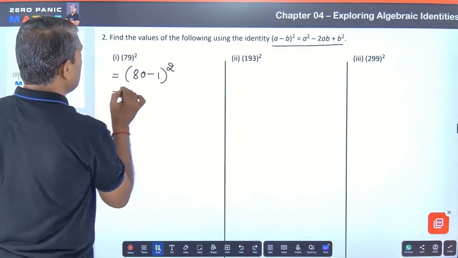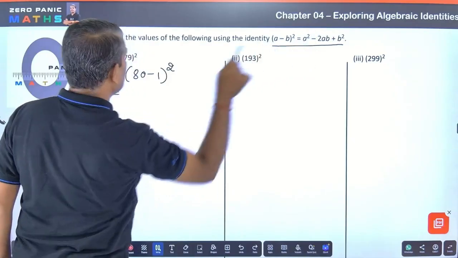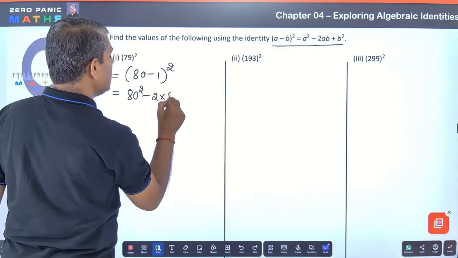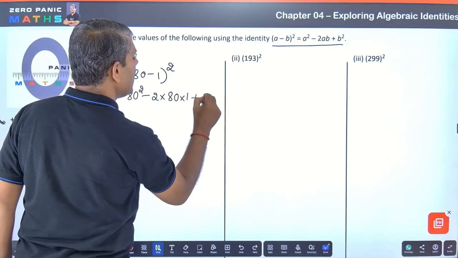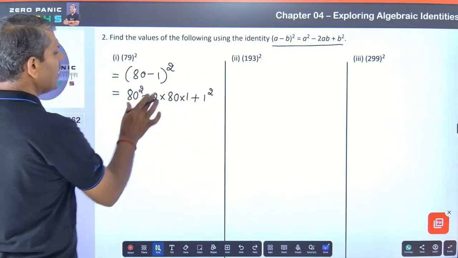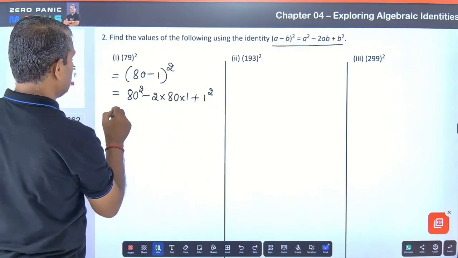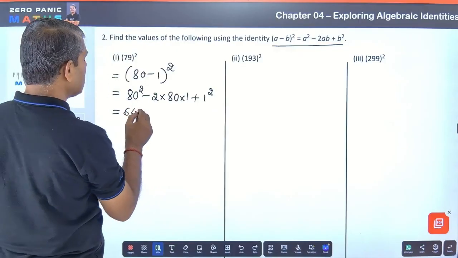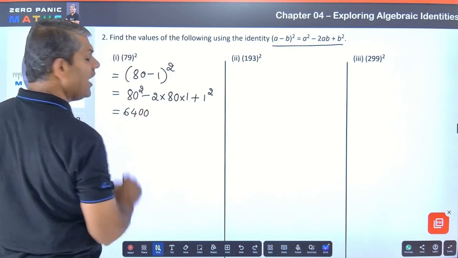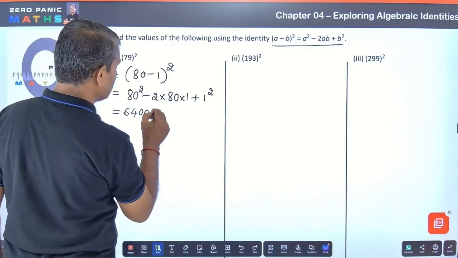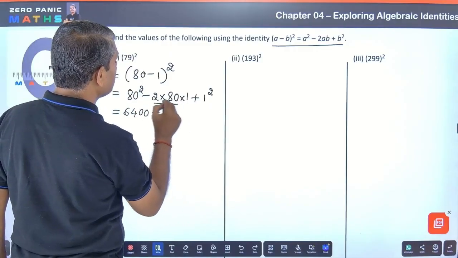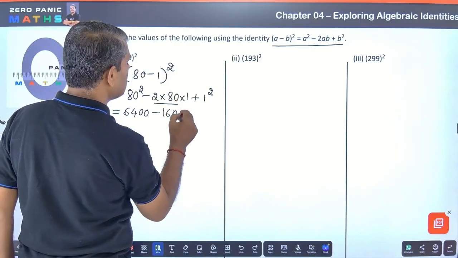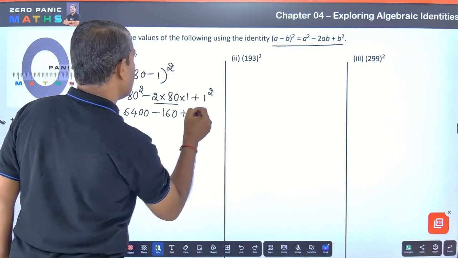Now let me do the expansion of this. A square minus 2ab plus b square. A square here is 80 square, minus 2 times 80 times 1, plus 1 square. So I've written it in the expanded version. Now you see that it is easy to calculate 80 square rather than 79 square. 80 square is 8 8s are 64, followed by 2 zeros. That's the reason we converted in this format. You understood, right? Now 8 2s are 16 followed by 0, that is 160, multiplied by 1, it is 160 only. Now it is 1 square, which is 1.